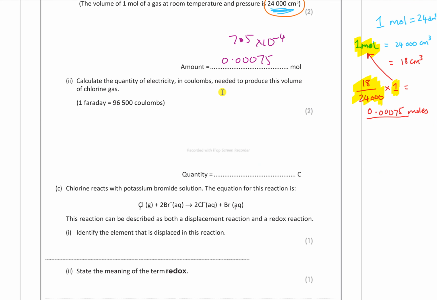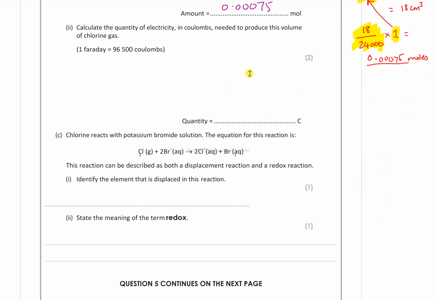Right, okay, this is no longer in the spec. We don't need to do it. Right, so 1 Faraday is that. So what we do is 96,000 coulombs times the number, which is 0.00075. And because chlorine is diatomic, we multiply it by 2. Right, we're not worried about that.